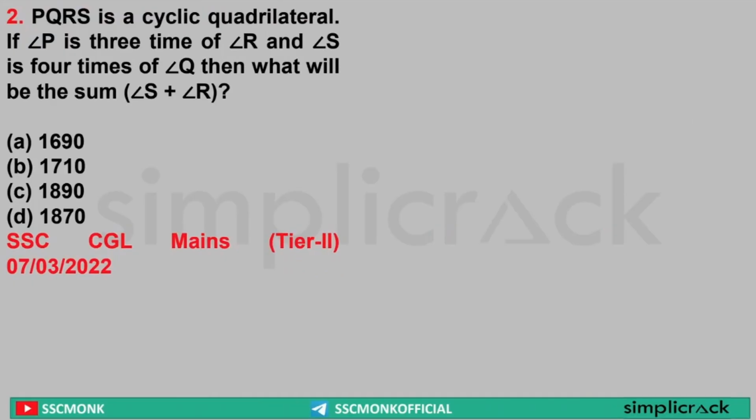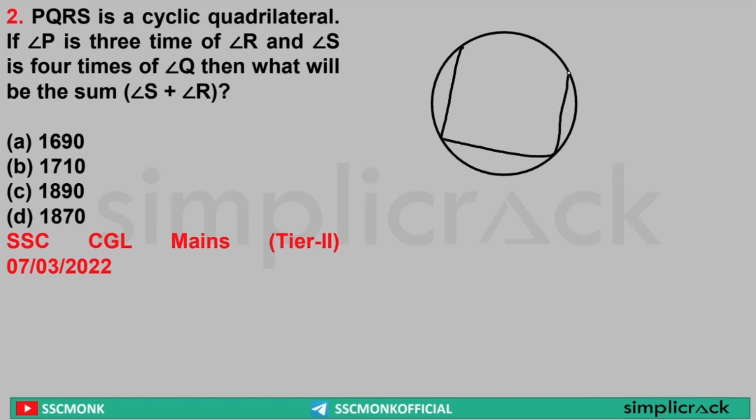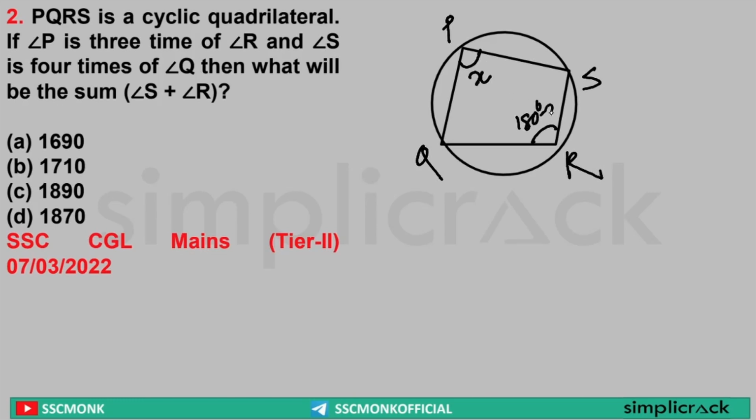PQRS is a cyclic quadrilateral. If P is 3 times R and S is 4 times Q, then what is the sum of S plus R? Now understand this, if this is a circle and if this is a quadrilateral in it. So let's say this is P, Q, R, S. So if this is X, this will be 180 degree minus X. If this is Y, this will be 180 degree minus Y.